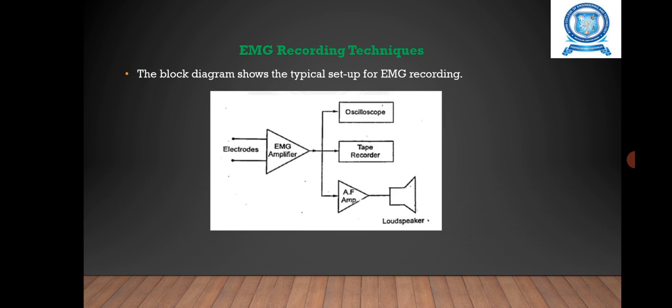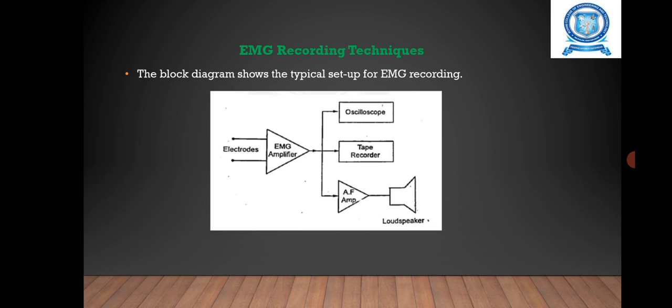Next, we are going to see the EMG recording technique. In this technique, the instrument includes an audio amplifier and loudspeaker. It is used to permit the operator to hear the crackling sounds of the EMG. The audio representation is helpful in the placement of needle or wire electrodes in a muscle. Then the oscilloscope is used to display the EMG waveform.